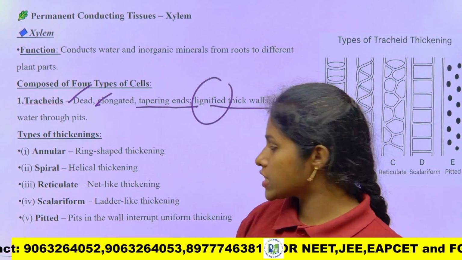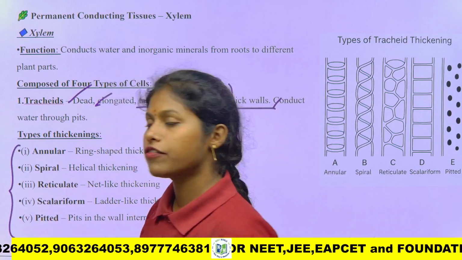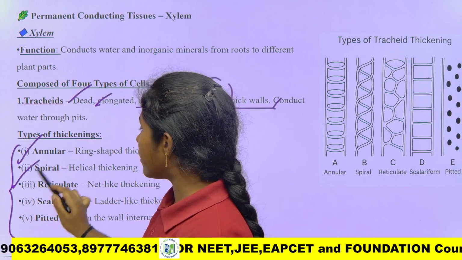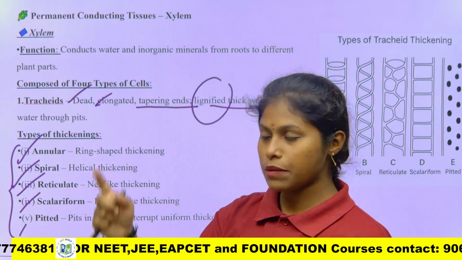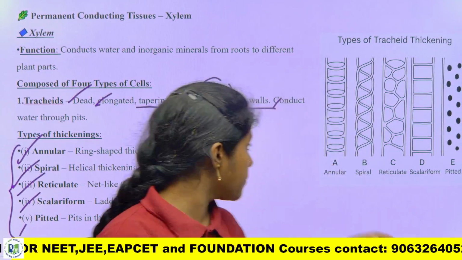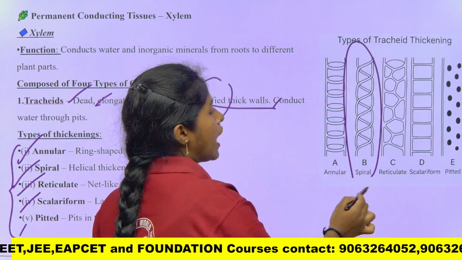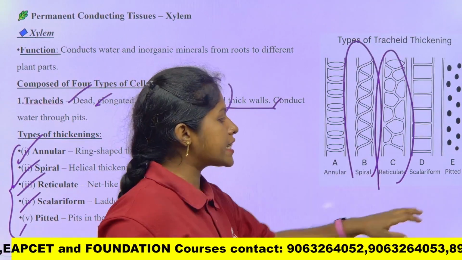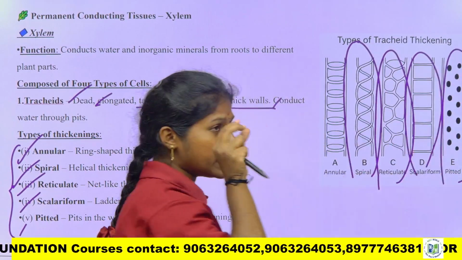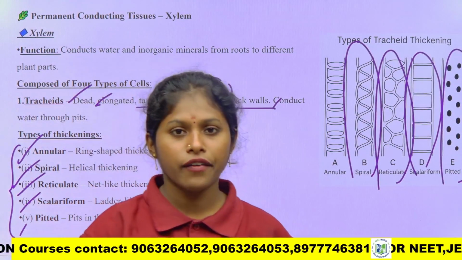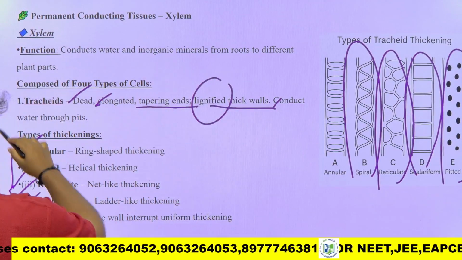Based on the thickenings, how many types, children? They are 5 types. What are they? Annular, spiral, reticulate, scleriform and pitted, right? So annular is ring shaped, spiral is helix shaped, reticulate is network like, scleriform is ladder shaped, and pitted is a uniform deposition of pits, right? So that is about the tracheids.